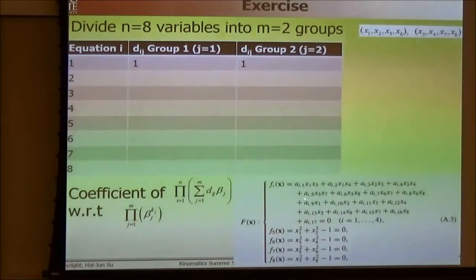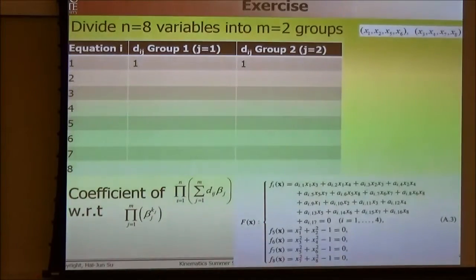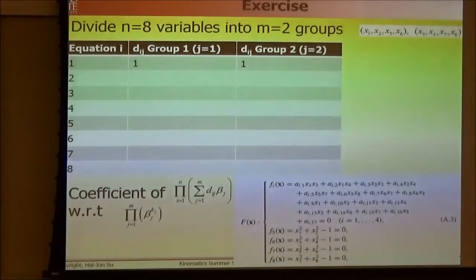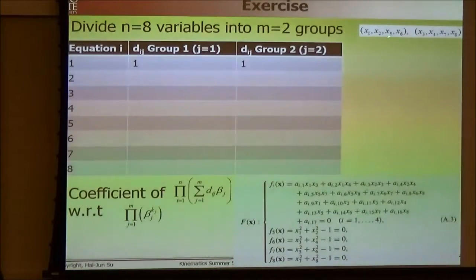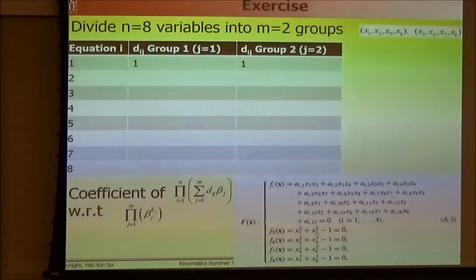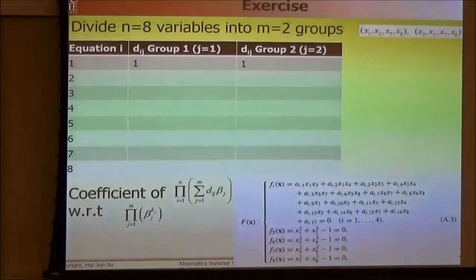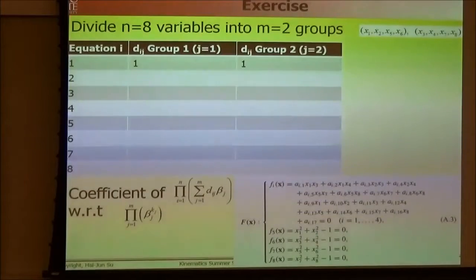It looks like a_ij, these are coefficients, just not numbers, and then x1 to x8 are the variables to be solved. So for this case, it's a two-homogeneous case. You divide the variables into two groups, x1, x2, x5, x6, and x3, x4, x7, x8. Using this slide, you can find the real number. You can estimate how many root counts there are in the start system.